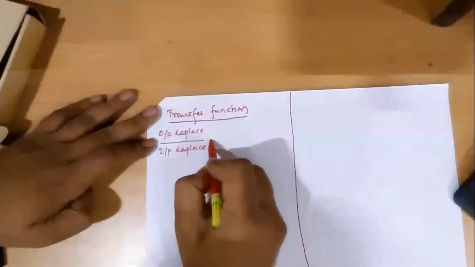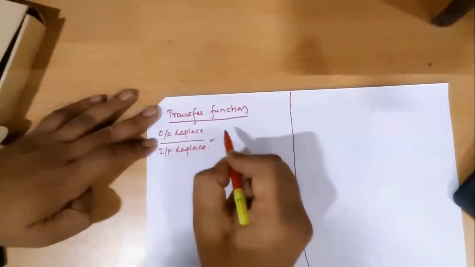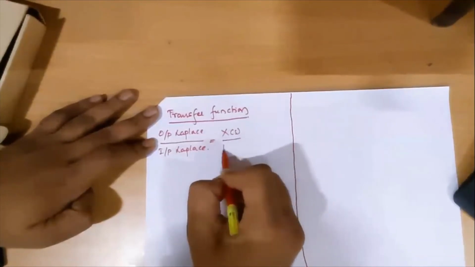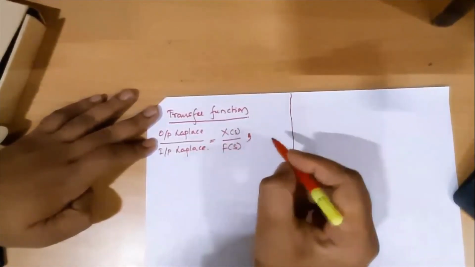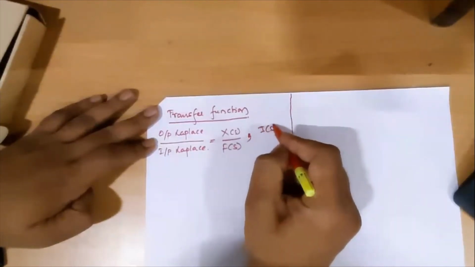So to proceed, if you consider a mass block, what was the input? Force was the input, and what was the output? Output was x of t. So if you take the Laplace of output and input, what we get is the ratio X(s) by F(s). This is the transfer function for the mechanical system.